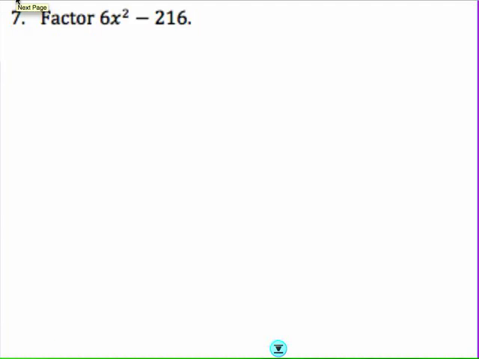Factor 6x squared minus 216. In this case, you need to see what you can divide out of both of these terms. I can easily see that a 6 comes out of those. So if I divide out a 6, then I can see that there would be an x squared left, and then we've still got a minus, and then 216 divided by 6 would leave me with 36.